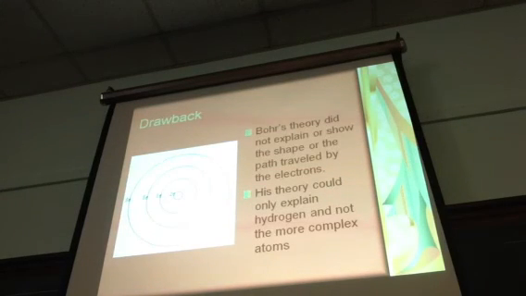Now, the drawback to his theory. We talked about this the other day. It didn't explain the shapes or patterns of these orbitals. It wanted to say they were in circles, but that didn't seem to really work. It explained hydrogen, but it didn't explain the others. The math didn't work out on all the others. All right?